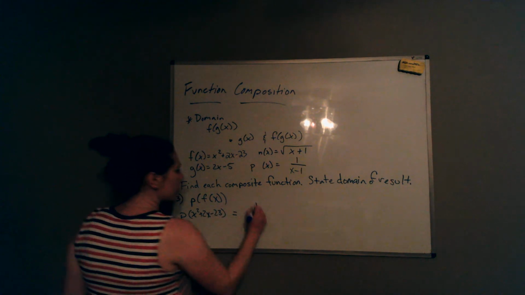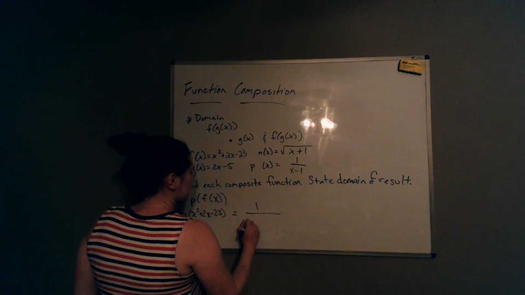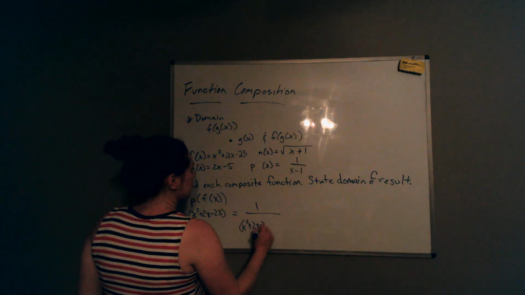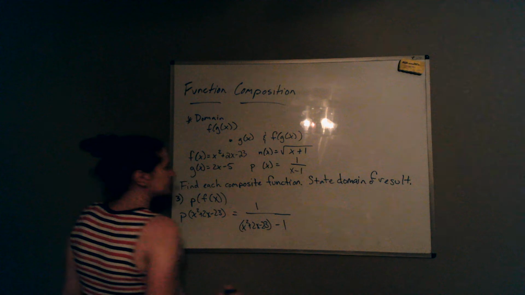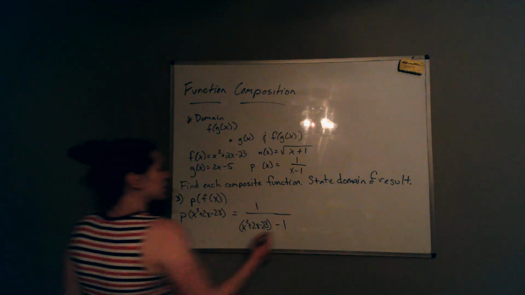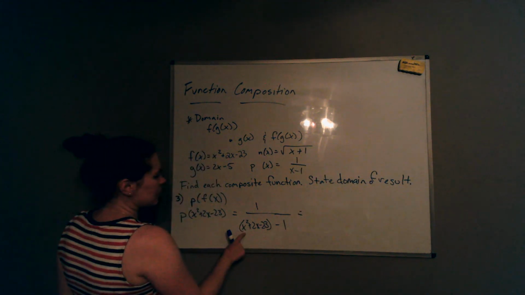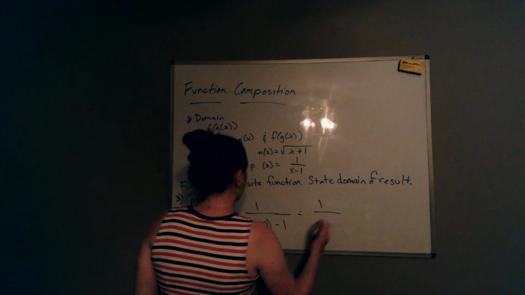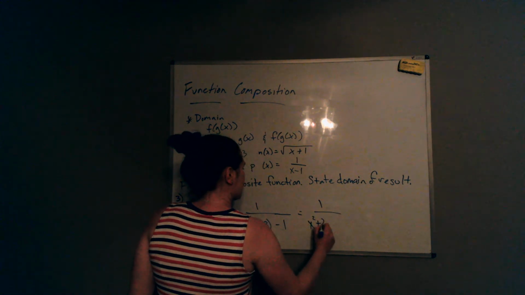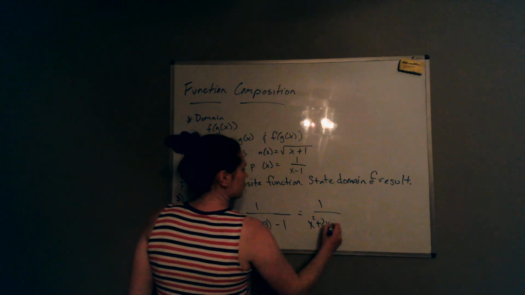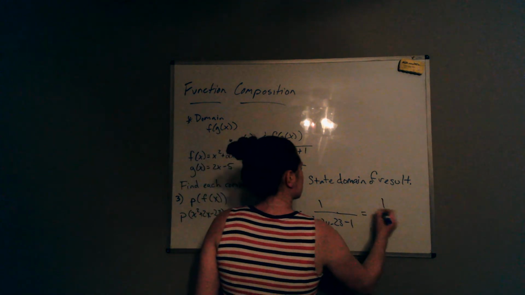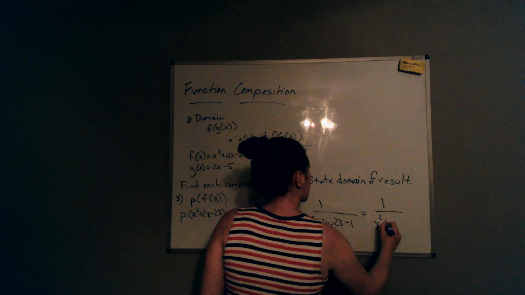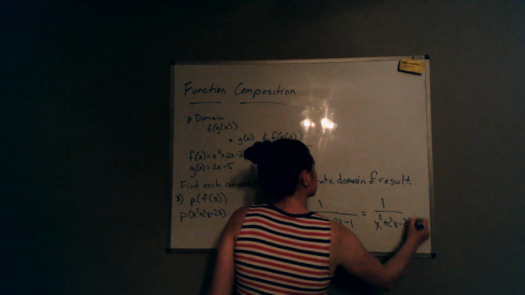So that's going to be 1 over x squared plus 2x minus 23 minus 1. Okay, so nothing to distribute outside here, so that's just going to be 1 over x squared plus 2x negative 23 minus 1. And now let's simplify this. That's going to be 1 over x squared plus 2x minus 24.